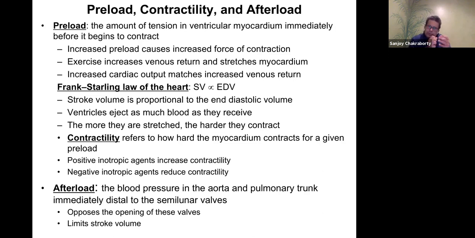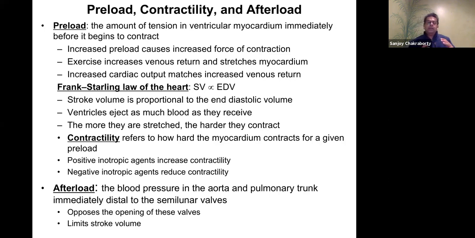In vasoconstriction, all the vessels contract, creating a back pressure on the aortic valve, as if saying, hey, don't send me the blood. So the aortic valve has a back pressure, and afterload is that pressure. That means the ventricle has to overcome that aortic valve pressure to get the blood into the aorta. So afterload is the blood pressure in the aorta and the pulmonary trunk.